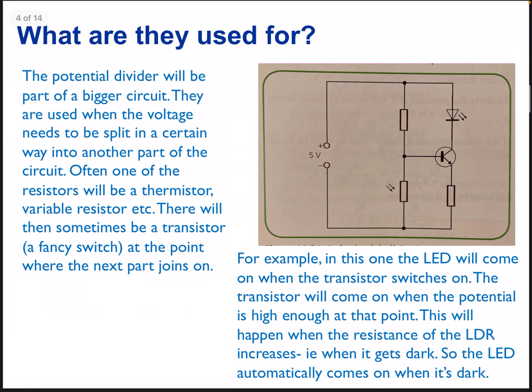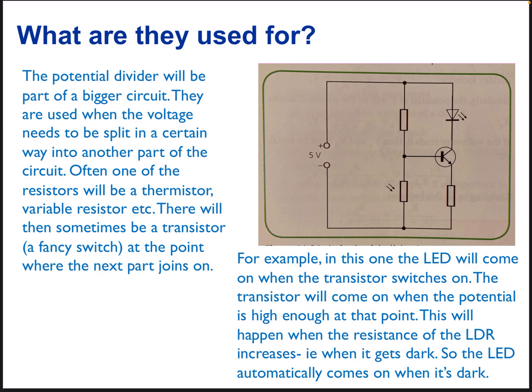What we want to think about next is what potential dividers are used for. So a potential divider will always be part of a bigger circuit. They're used in a circuit where we want to split the voltage in a particular way to go into another part of the circuit. So you might need a big supply voltage, but something within your circuit might only want a smaller voltage for it to actually work.